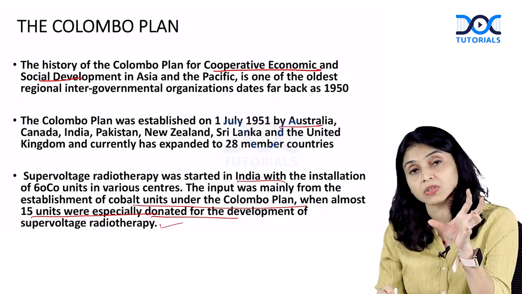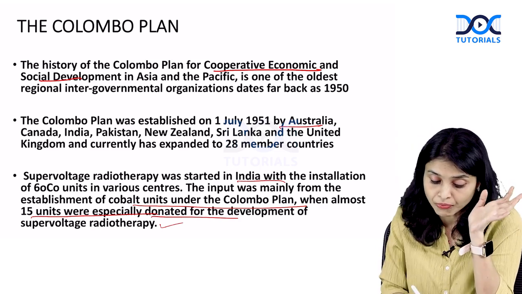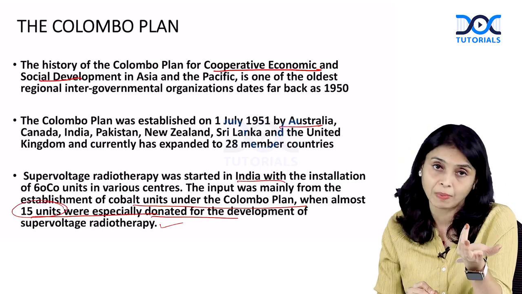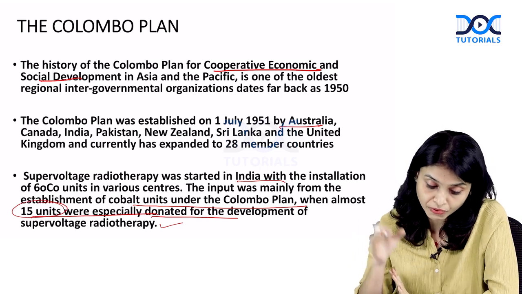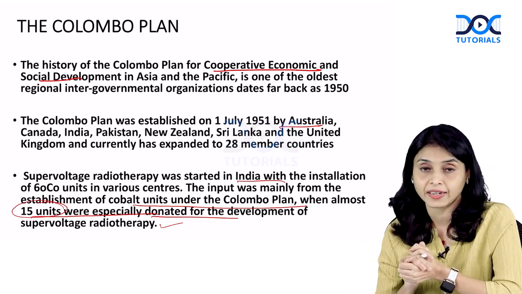So this has something to do with the history of radiotherapy, where around 15 cobalt units were supplied by the Colombo Plan. And the main country behind this was Canada. A lot of countries were there, but these cobalt units were mainly provided by Canada.